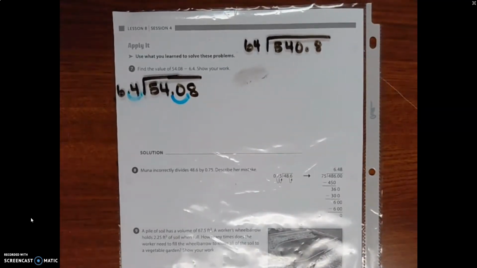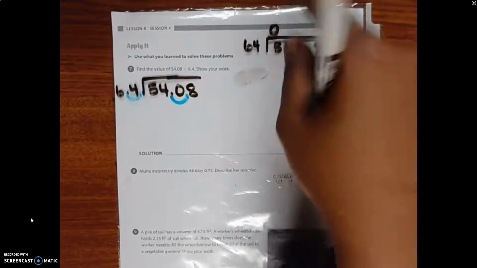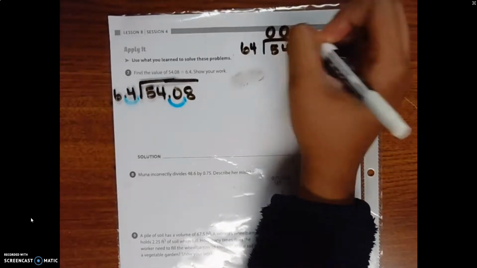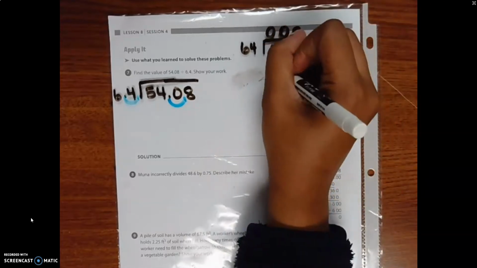Okay? And now we're going to solve normally. So, how many times, we're going to ask ourselves, can 64 go into 5? Which it cannot, right? So we're going to place a 0 here. 64 cannot go into 54. Let's place another 0. But 64 can go into 540. So you should be asking yourself, how many times do I think that 64 can go into 540? And you will be trying this on the sides of your paper. So when you do, you're going to see that it's 8, right? So 64 times 8 equals 512.